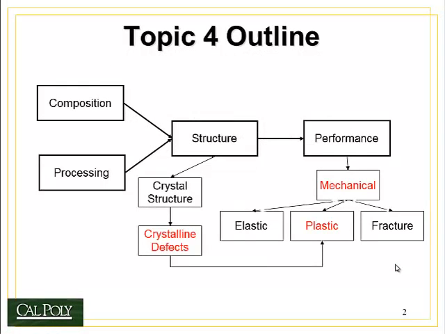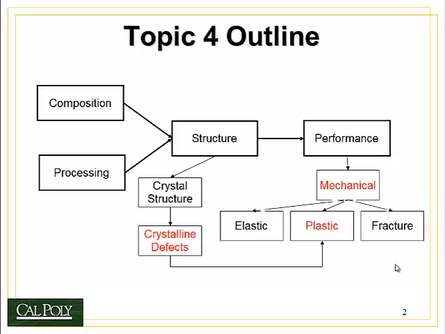First of all, remember that the big picture involves four key components. The composition, or what a material is made out of, and the processing, how we affect the physical shape of the material, together determine the structure of the material. And that structure then determines the performance of the material, or its properties.